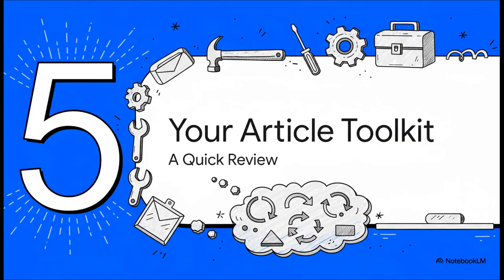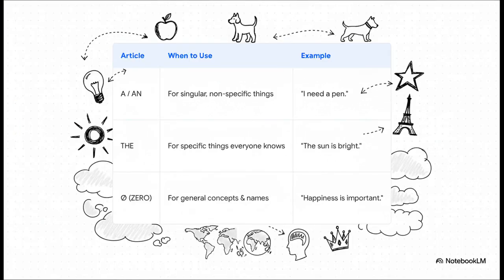See? Phew! Okay, that was a lot, I know. But you did it. You've officially built your complete article toolkit. You've got your general tool, your precision tool, and even your expert-level invisible tool. So let's just do a super quick review to lock it all in place. Here it is, your ultimate cheat sheet. It's this simple. Use a or an when you're introducing one non-specific thing. Use the when you're putting a spotlight on a specific thing. And use the zero article, nothing at all, when you're talking about general ideas and most proper names. That's the core of it right there.